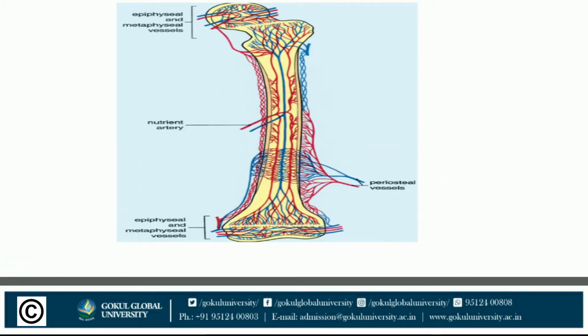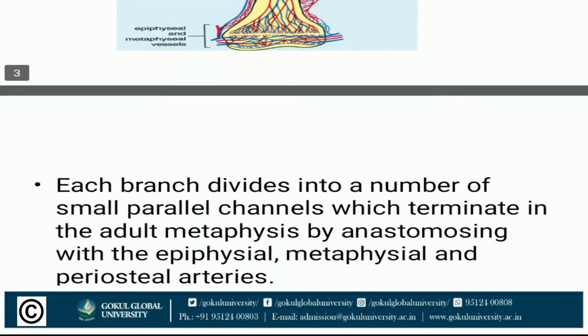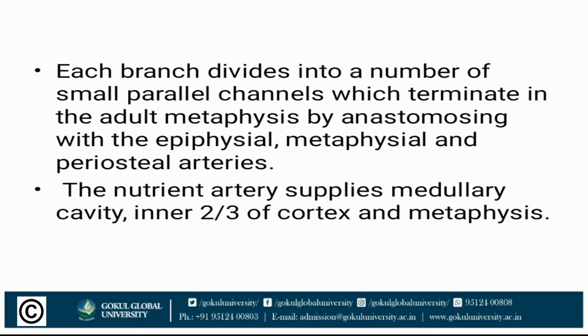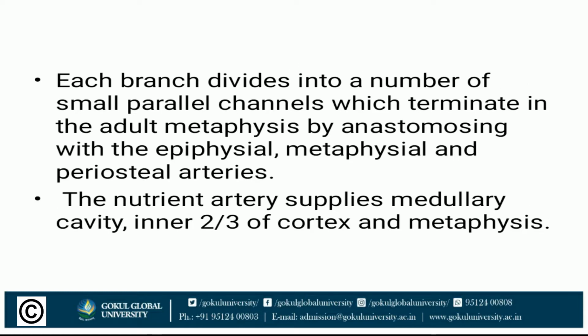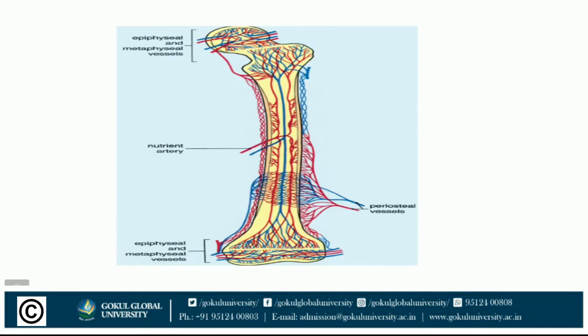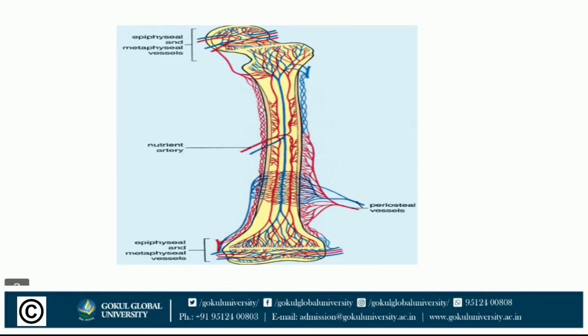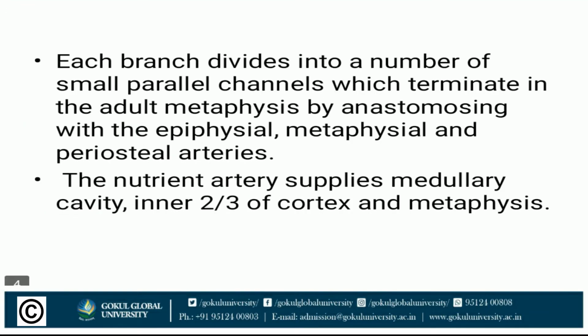In this diagram, again you see epiphyseal and metaphyseal vessels, and periosteal vessels. We have seen the parts of the long bone: diaphysis, epiphysis, metaphysis. Each branch divides into a number of small parallel channels which terminate in the adult metaphyses by anastomosing with the epiphyseal and metaphyseal vessels, termed periosteal arteries, that we have seen here. Where epiphysis and metaphyses get together, they are termed periosteal arteries.